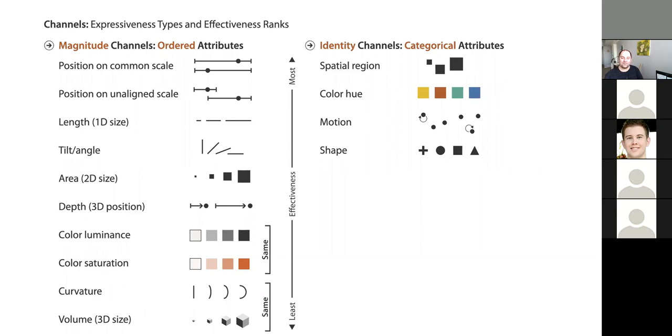So for magnitude channels, we have position on a common scale as the most effective, position on an unaligned scale as the second most effective, then length, tilt, area, depth (3D position), color luminance, color saturation, curvature, and 3D volume. For identity channels, we have spatial region, so different regions where you place something can encode categorical attributes. Position in space is great for both magnitude and identity channels. And then you can use color hue, motion, and shapes for identity channels.